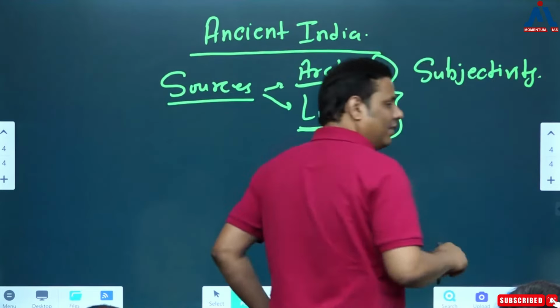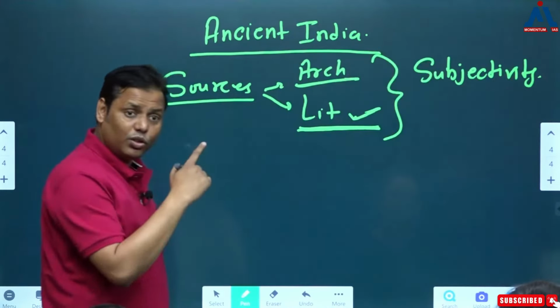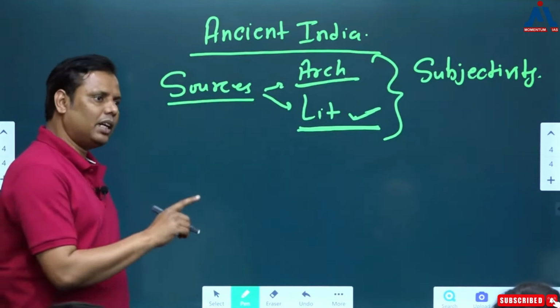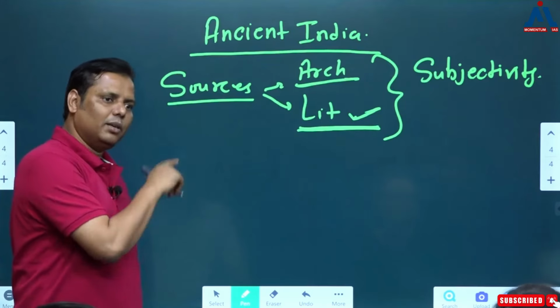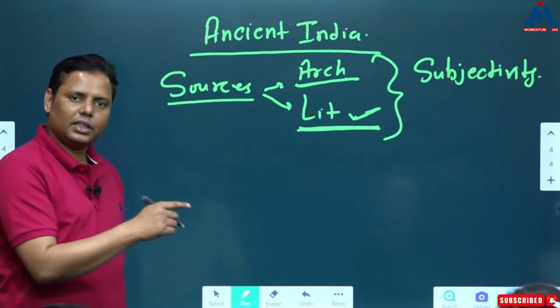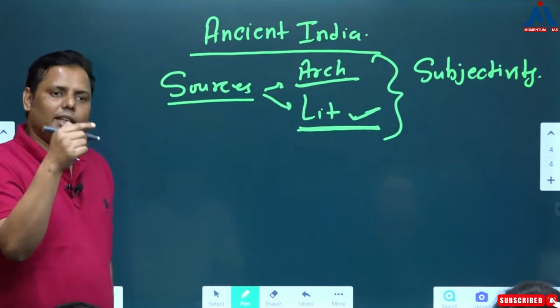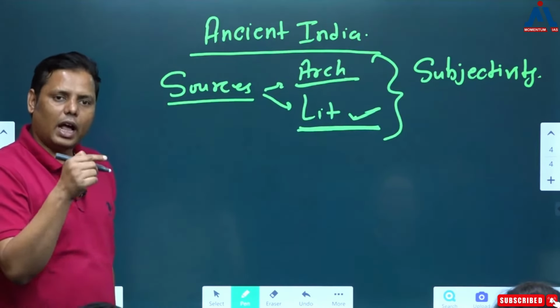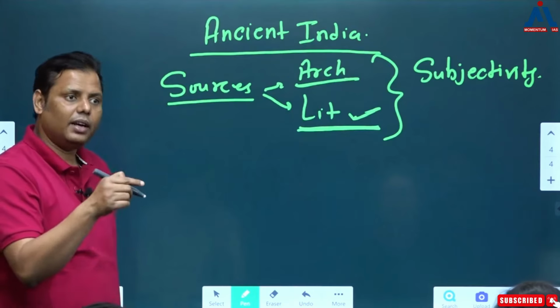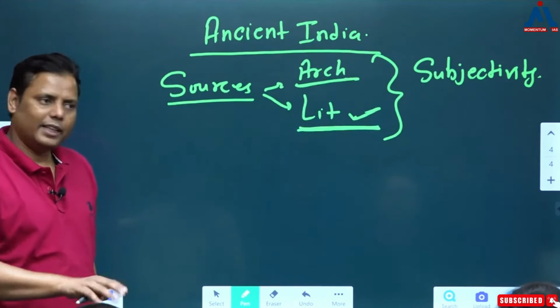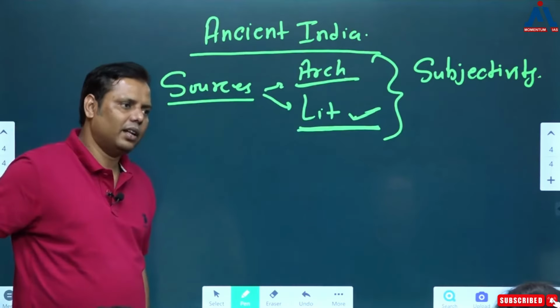And this subjectivity gets less as we move towards modern times. Correct? This subjectivity is more in the ancient times. The moment we reach medieval India, the subjectivity gets less, right? The moment you reach modern India, at least the subjectivity with respect to the happening or non-happening of the event is not high. You know that it happened. There might be different interpretations of it, right?